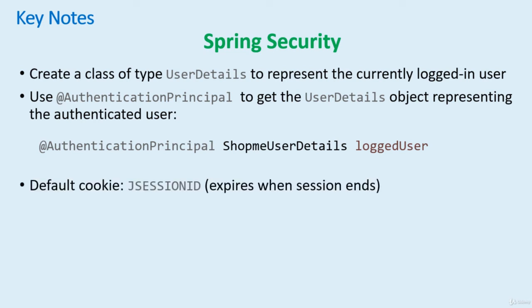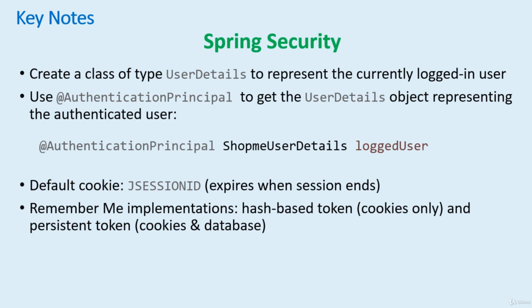In a Java web application, we create a default cookie named JSESSIONID to uniquely identify a user session, and this cookie will expire when the session ends. And Spring Security provides two implementations of a Remember Me function. The first one is hash-based token using cookies only, and the second one is persistent token using cookies and database.